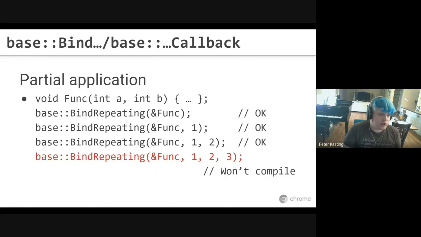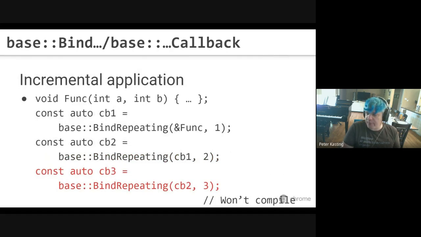Partial applications. So this is one of the things I think is coolest about bind and callback. And this just means that you can bind any number of arguments up to the number that your function takes, and you will be fine. You can bind 0 arguments, you can bind 1 arg, you can bind 2 args. In this case, our function only takes 2 args. So if you attempt to bind 3 args, the compiler will yell at you, and it won't compile. That's good. We like that.